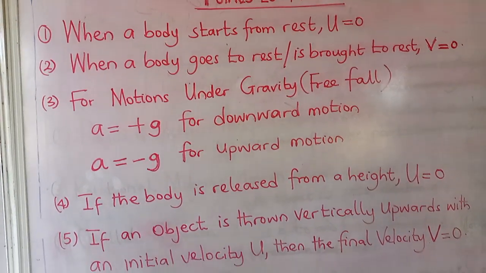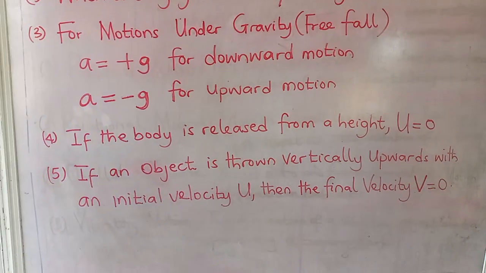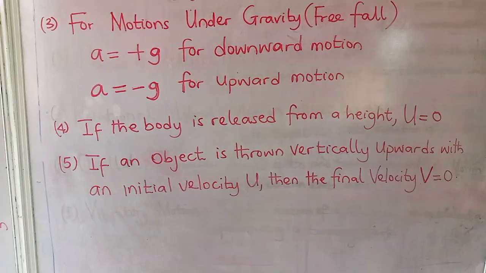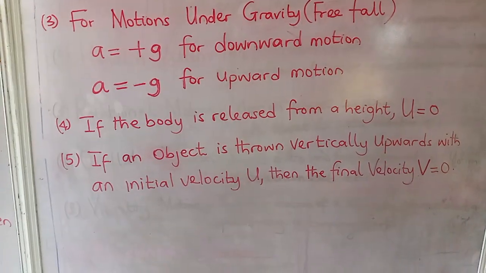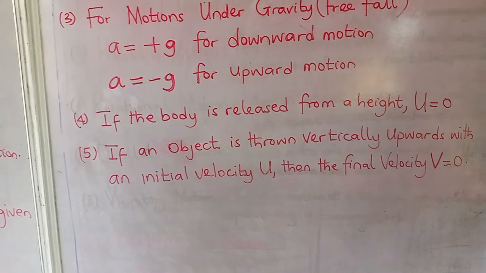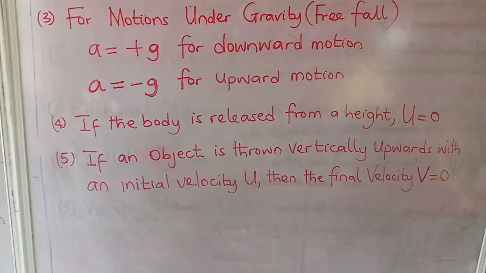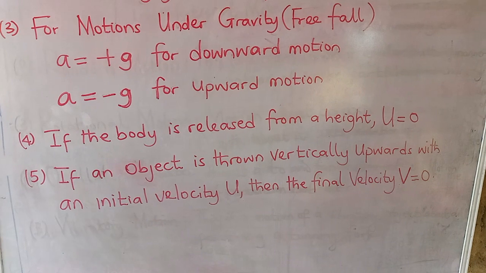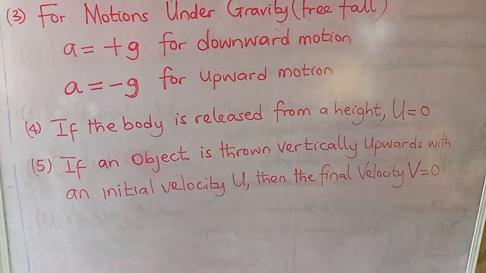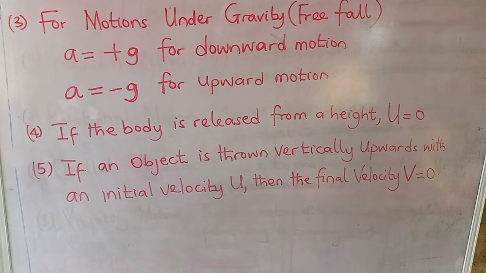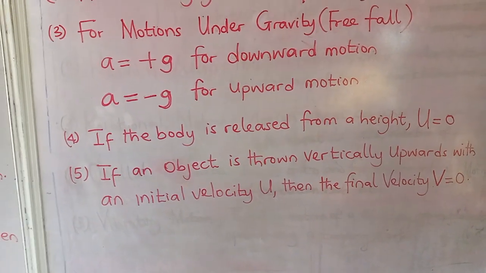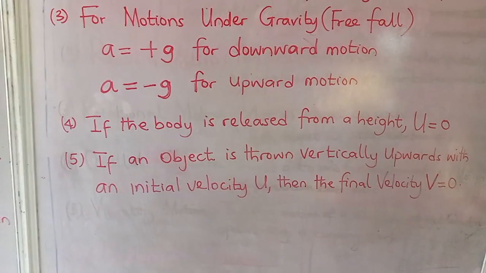For motions under gravity, that's a free fall. Now you know the law of gravity: whatever goes up must come down. So your acceleration will be plus g for what is coming down, because that one is obeying the law of gravity. g is the acceleration due to gravity. So a will be plus g for downward motion. A will be minus g for upward motion, whatever is going up.